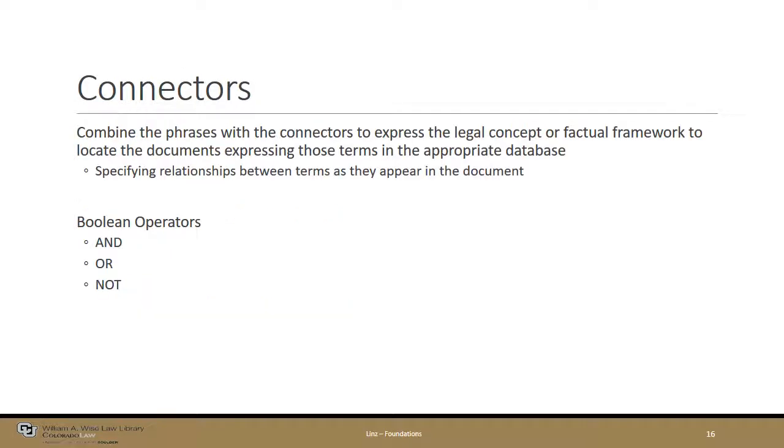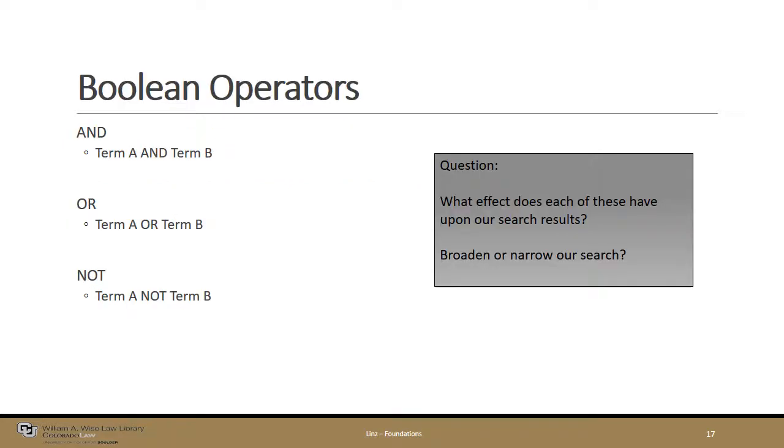And then the connectors, the other star in the terms and connectors show. So the connectors allow us to combine phrases to express the legal concept or factual framework to locate the documents expressing those terms in the appropriate database. Essentially, the connectors allow us to specify a relationship between the terms as they appear in the document. The basic set of connectors are Boolean operators, and these are AND, OR, and NOT. And these really derive from mathematical searching as databases were developed decades ago. So the basic set of connectors are called Boolean operators.